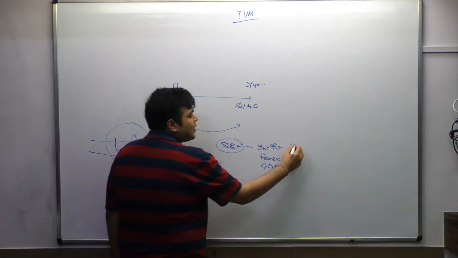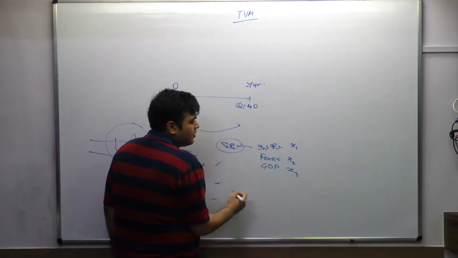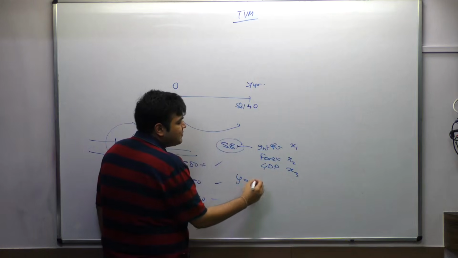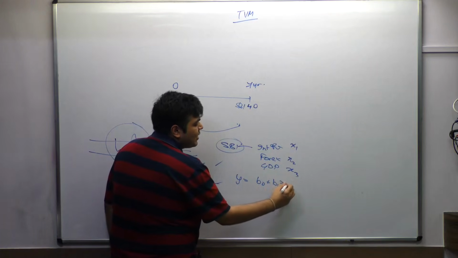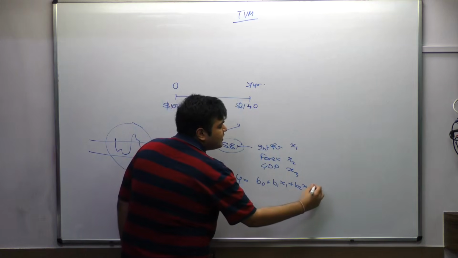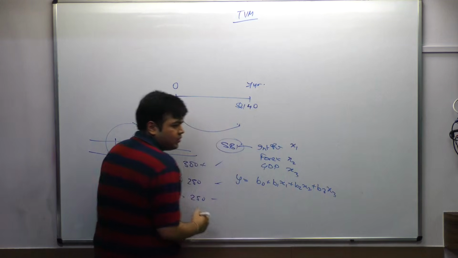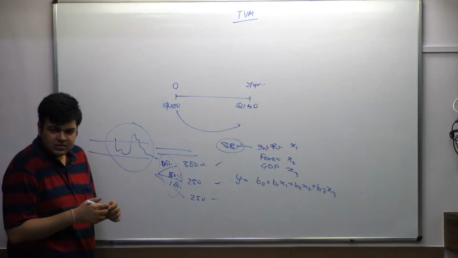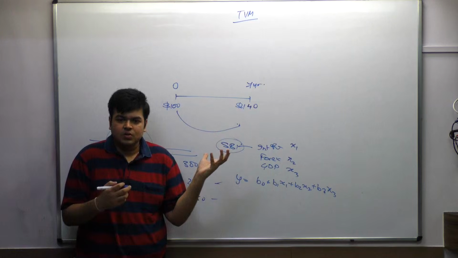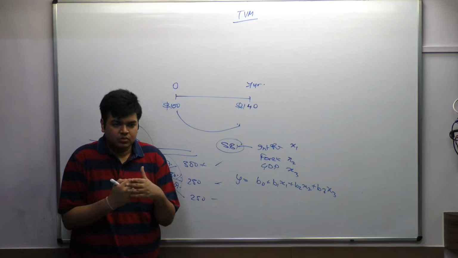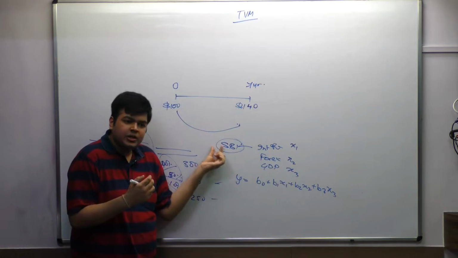लेट्स से आई विल कॉल दीज वेरिएबल्स x1, x2 एंड x3 एंड आई वांट टू फॉर्म एन इक्वेशन कि SBI का रिटर्न इज इक्वल टू B0 प्लस B1 x1 प्लस B2 x2 प्लस B3 x3. I might want to form an equation like this. मैं SBI का प्राइस कैसे फोरकास्ट करूंगा? आप कोई भी चीज का प्रेडिक्शन कैसे करते हो? By looking at the factors on which it depends.